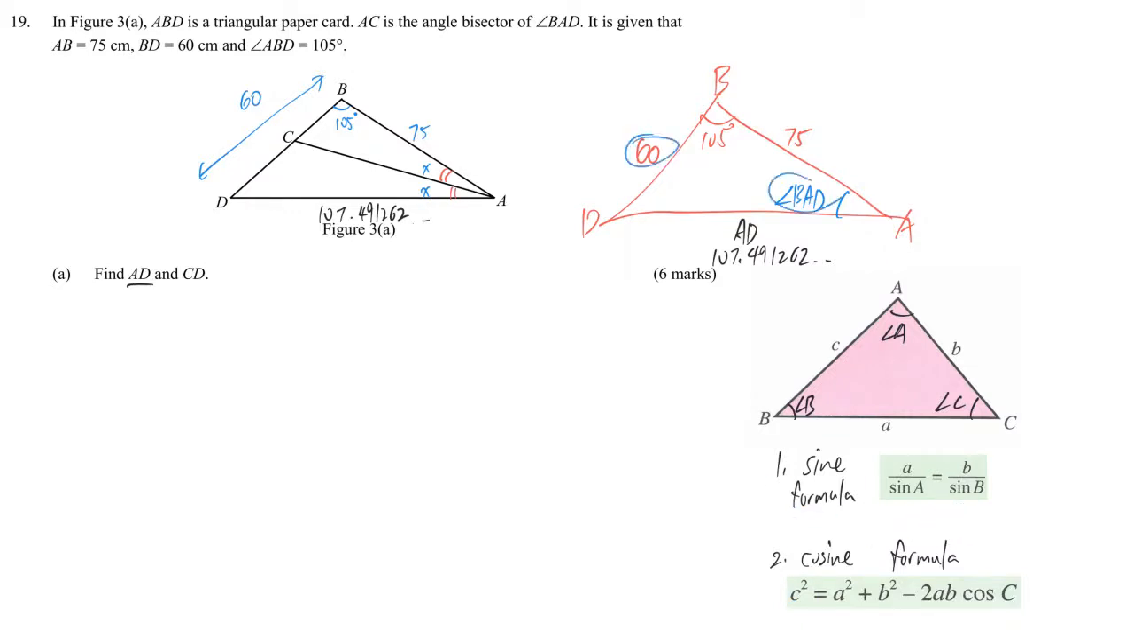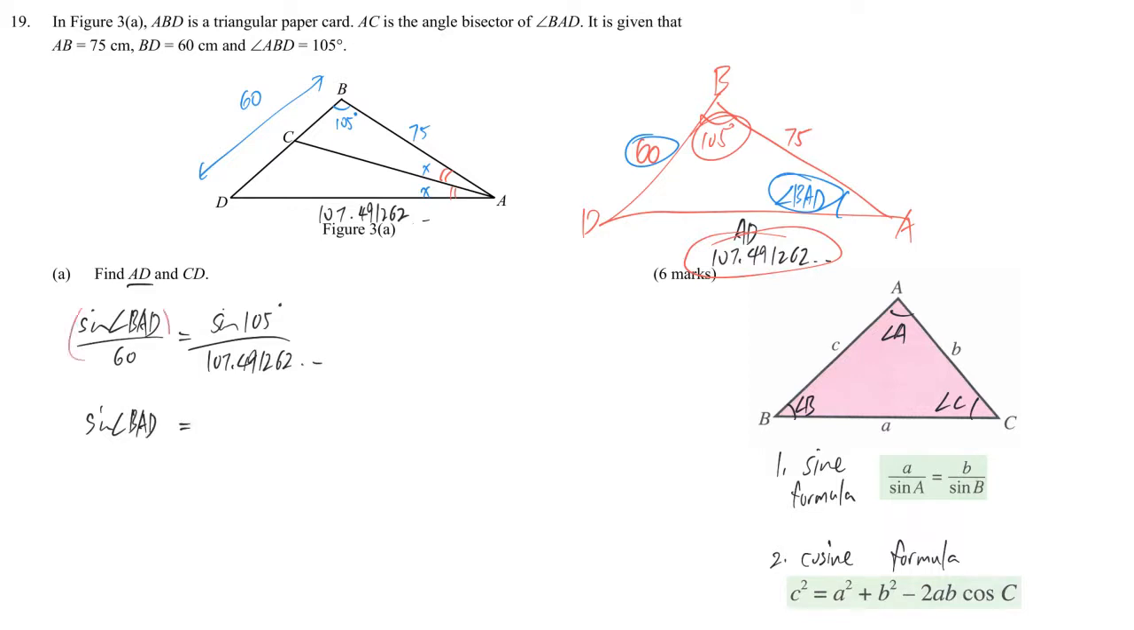We have one set and then another set of data. So I can write down sine angle BAD, our target, divided by 60, should equal sine 105 degrees divided by 107.491262. Make sure you don't mix up the positions: it must be the opposite side to the opposite angle. So afterward, we have sine angle BAD, and we multiply both sides by 60.